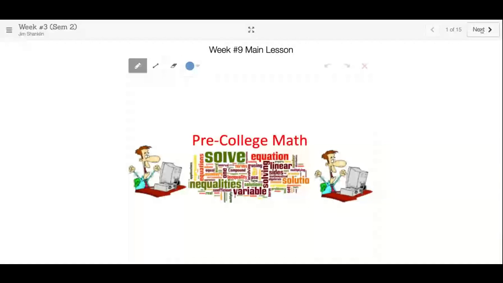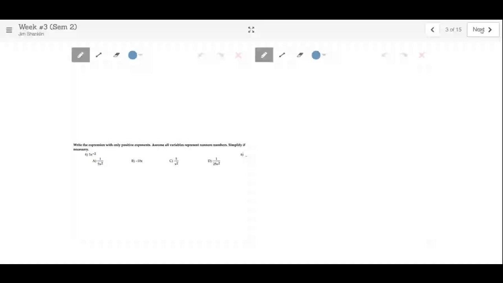All right. So the first thing we want to do is go to slide number 3. Oh, I didn't even talk about negative exponents. Shame on me. All right, so negative exponents. So we're on slide number 3. The first problem says, and when you simplify something, you cannot have negative exponents. That's a no-no. So in this problem, it says, write the expression with only positive exponents, assume all variables represent non-zero numbers, simplify if necessary. So they have 5x to the negative second power.